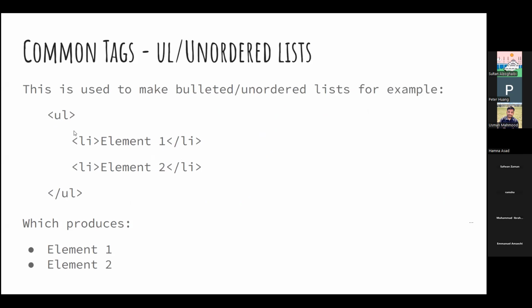Looking at unordered list, on the other hand, like I said earlier, you'll have bullet point form. Again, the li component remains the same, element one and element two. This will remain unchanged between the ordered list and unordered list.